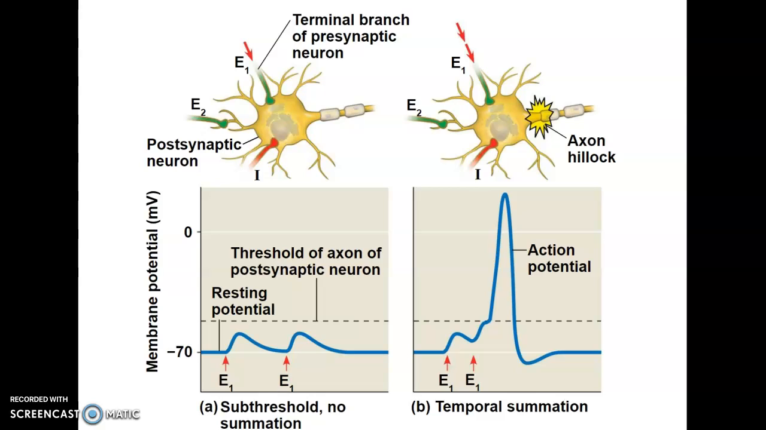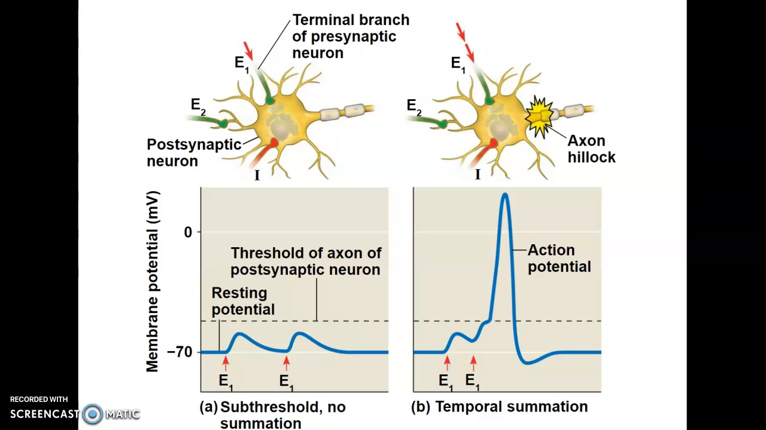Temporal summation would be if two EPSPs happened close in time to each other, that might get you to an action potential, to the threshold potential. It usually takes maybe about 10 more EPSPs than IPSPs to actually reach the threshold potential.